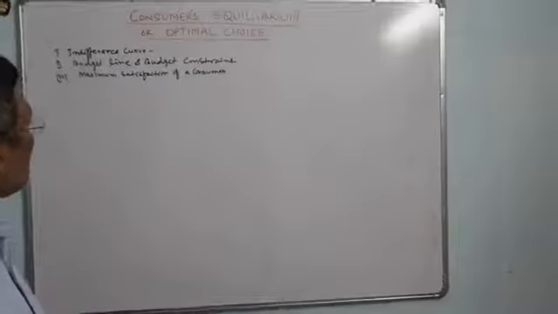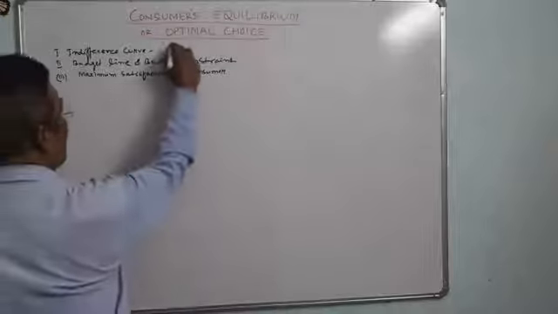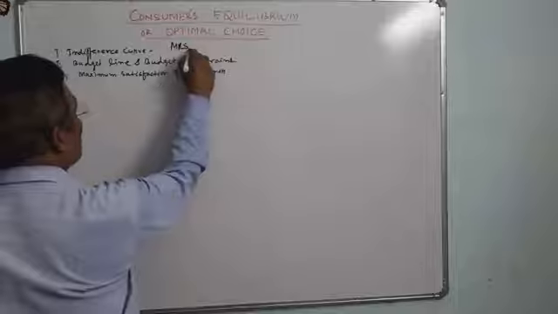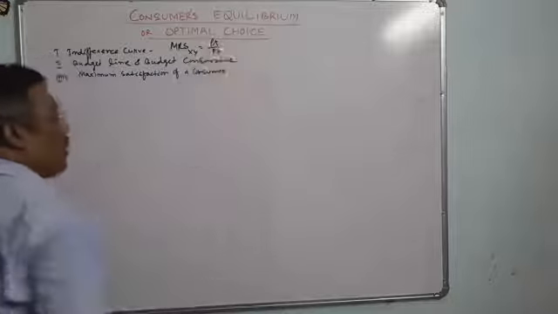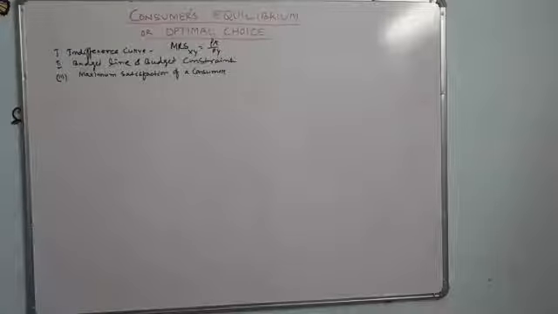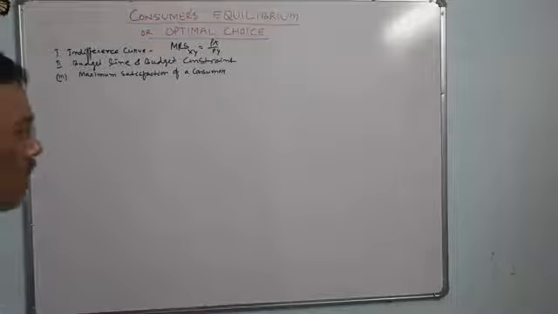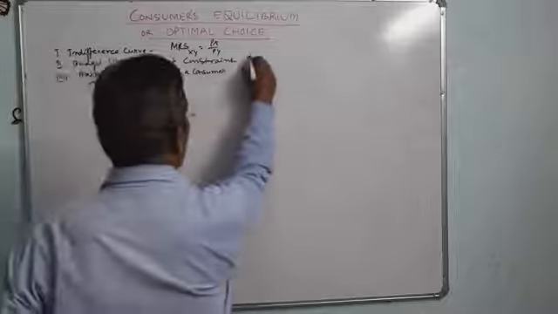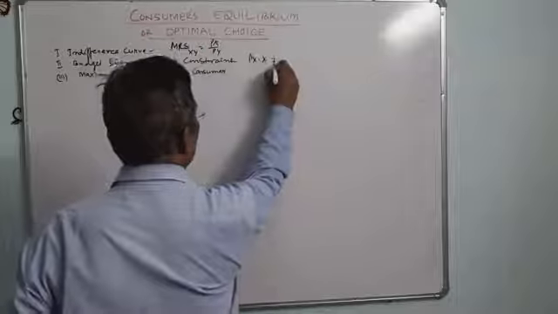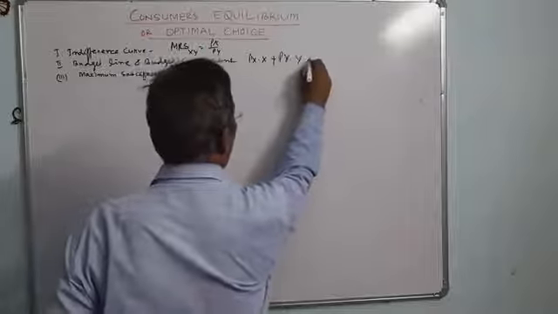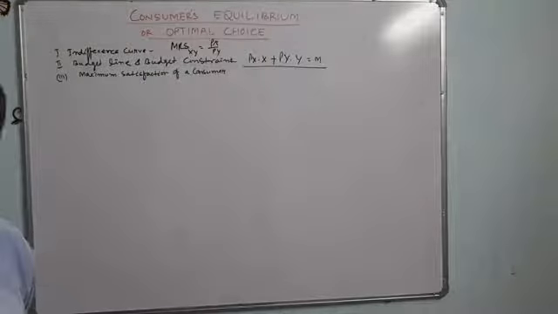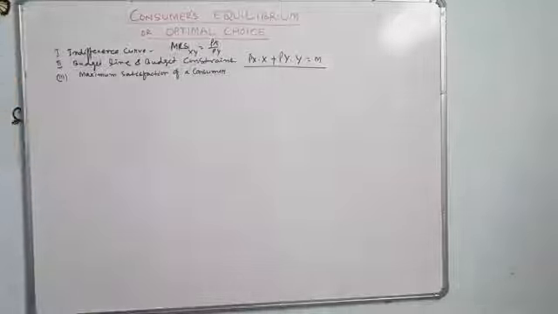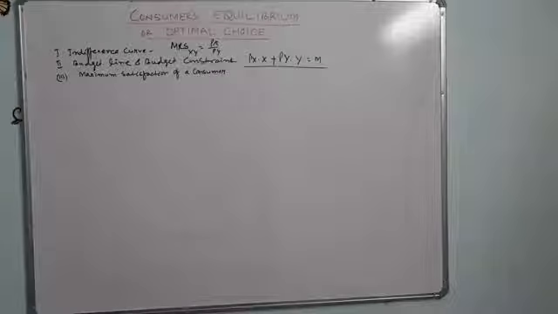So far as the budget line is concerned, we have already discussed that the marginal rate of substitution of X for Y equals price X upon price Y. Similarly, the budget line we already know is Px into X plus Py into Y equals M. These are the discussions before the analysis of consumer's equilibrium.